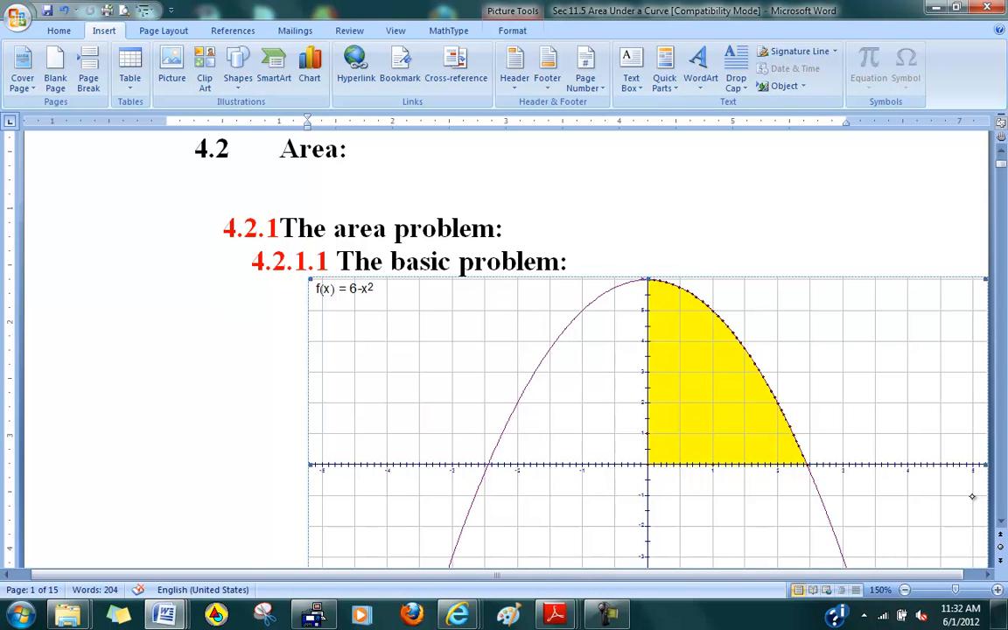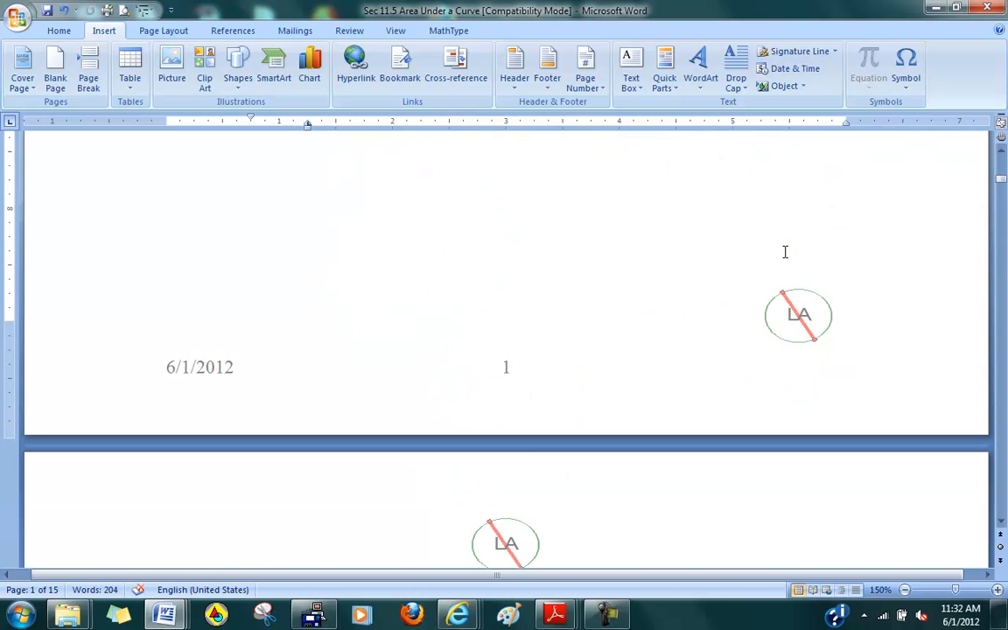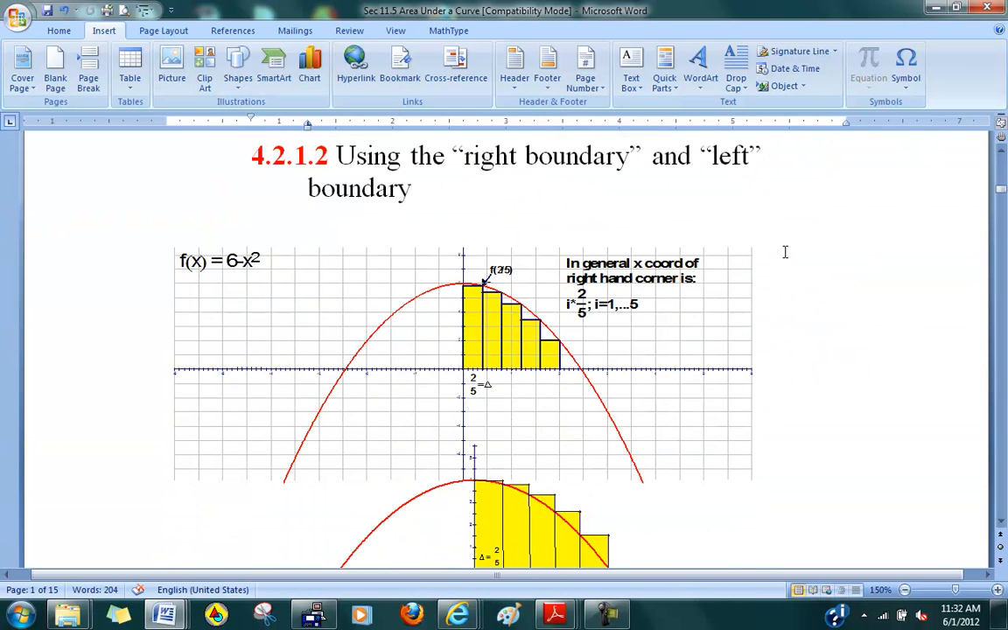Now, there are a couple of ways. Actually, there are many ways of finding the area in calculus. The way that we're going to study is by breaking that area up into a bunch of rectangles. And there are two kinds of rectangles that we're going to do. One's called the left boundary method, and the other one's called the right boundary method. So get this picture down, and I'll explain to you what that means, okay?